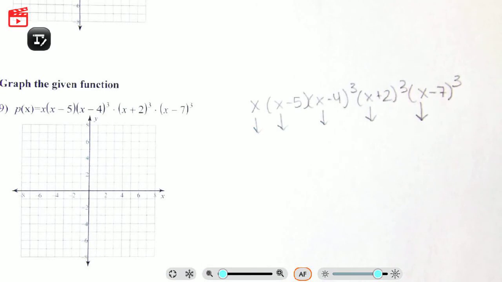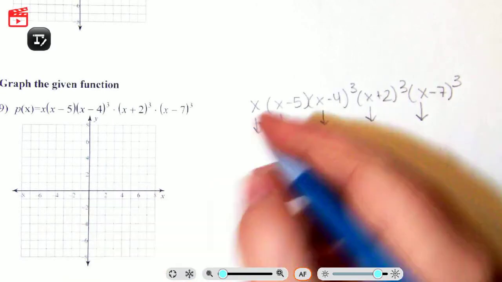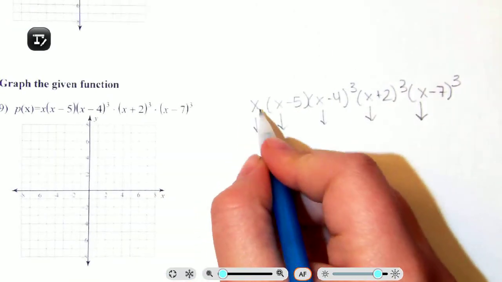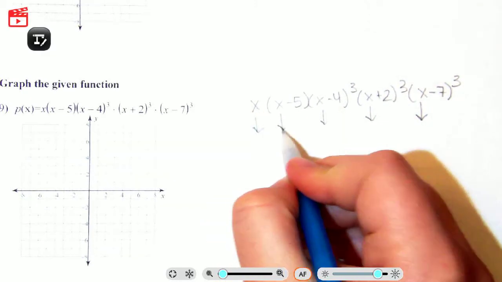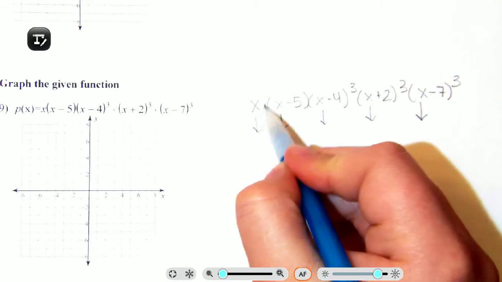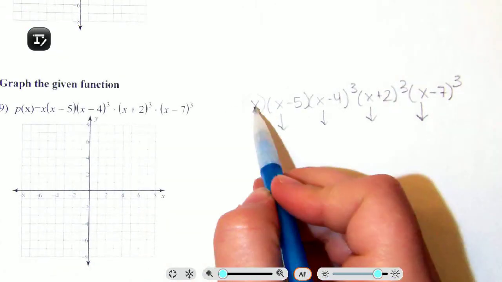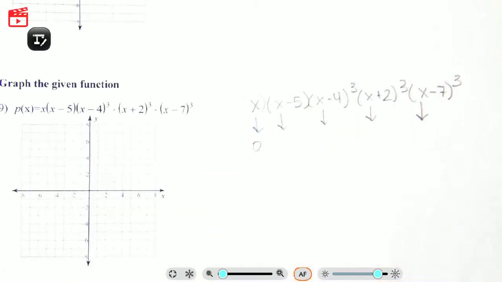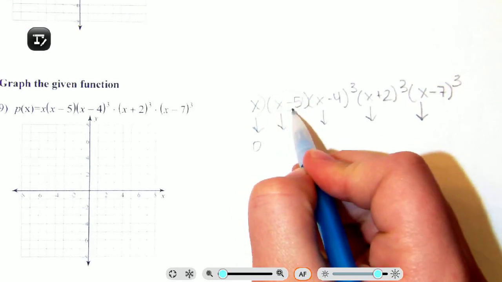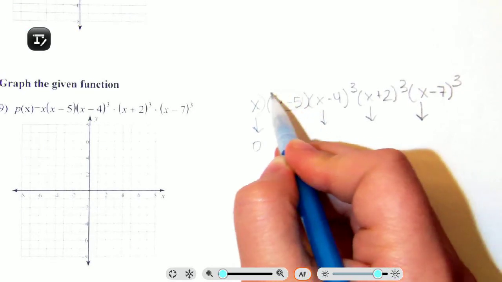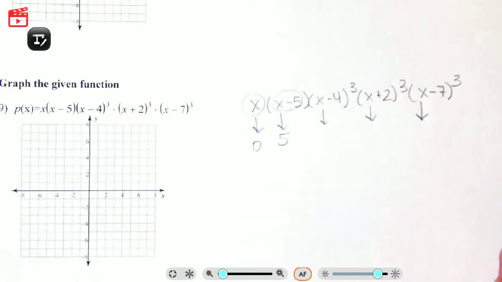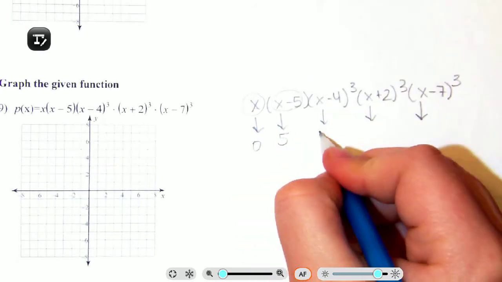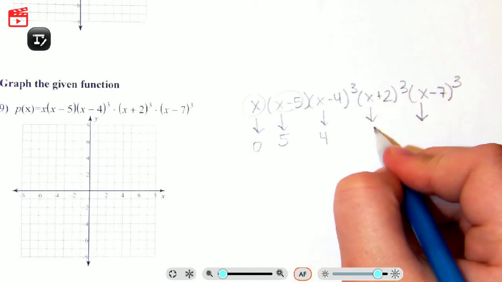So anytime you see an x value or a variable, you're going to draw an arrow underneath that, and then you're going to ask, what does this have to be in order for this to be 0? What does x have to be in order for this to be 0? And then continue asking yourself that.